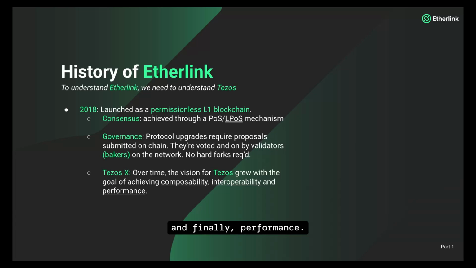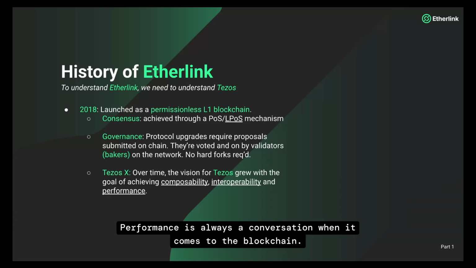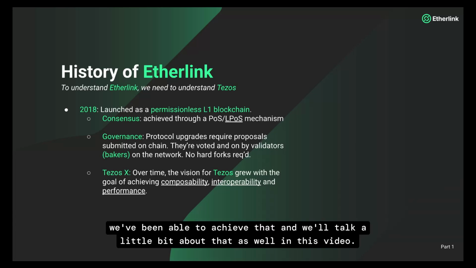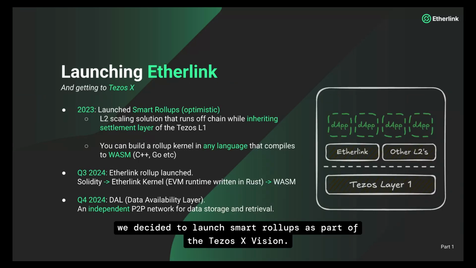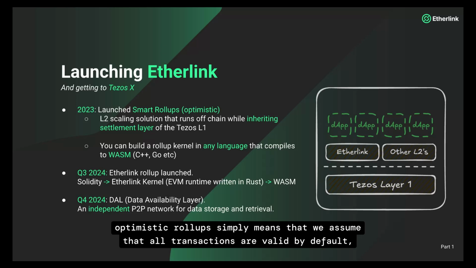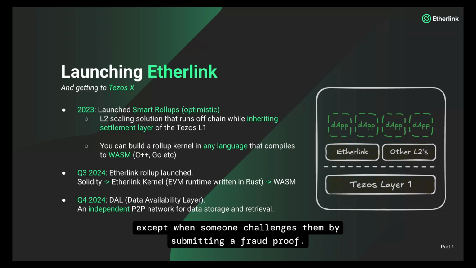And finally, performance. Performance is always a conversation when it comes to the blockchain, and we've been able to achieve that, and we'll talk a bit about that as well in this video. Then in 2023, we decided to launch smart rollups as part of the Tezos X vision. The smart rollups that we have on Tezos are optimistic rollups, and optimistic rollup simply means that we assume that all transactions are valid by default, except when someone challenges them by submitting a fraud proof.